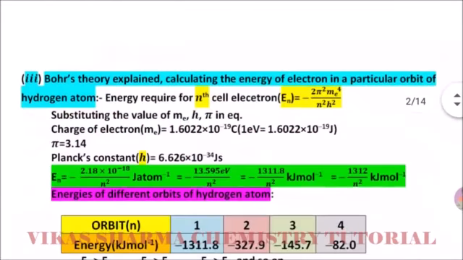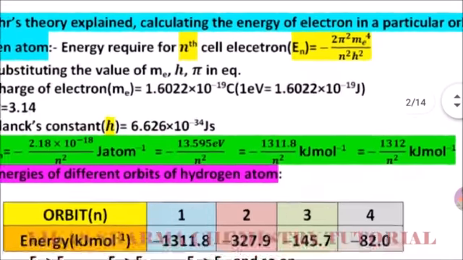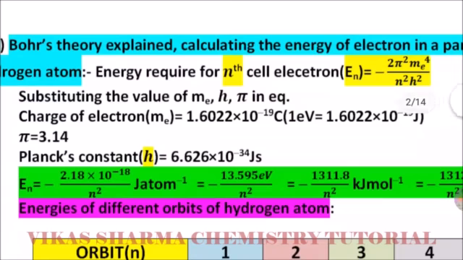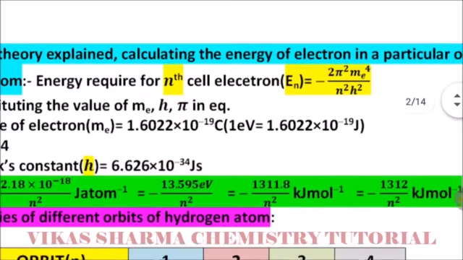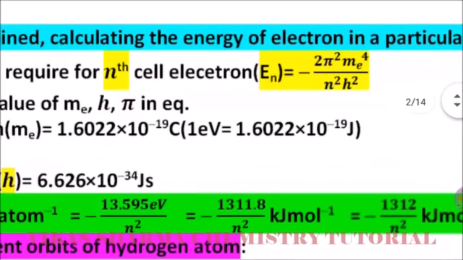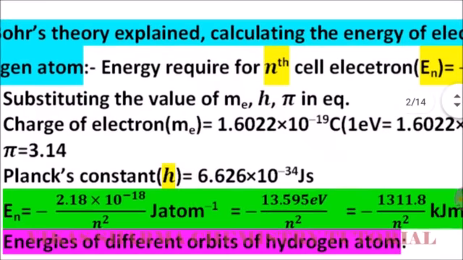First, Bohr's theory explained the calculation of the energy of an electron in a particular orbit of the hydrogen atom, for the nth shell. So En is equal to minus 2π² m e⁴ divided by n² h². Substituting the values of m, e, Planck's constant and π in the equation.